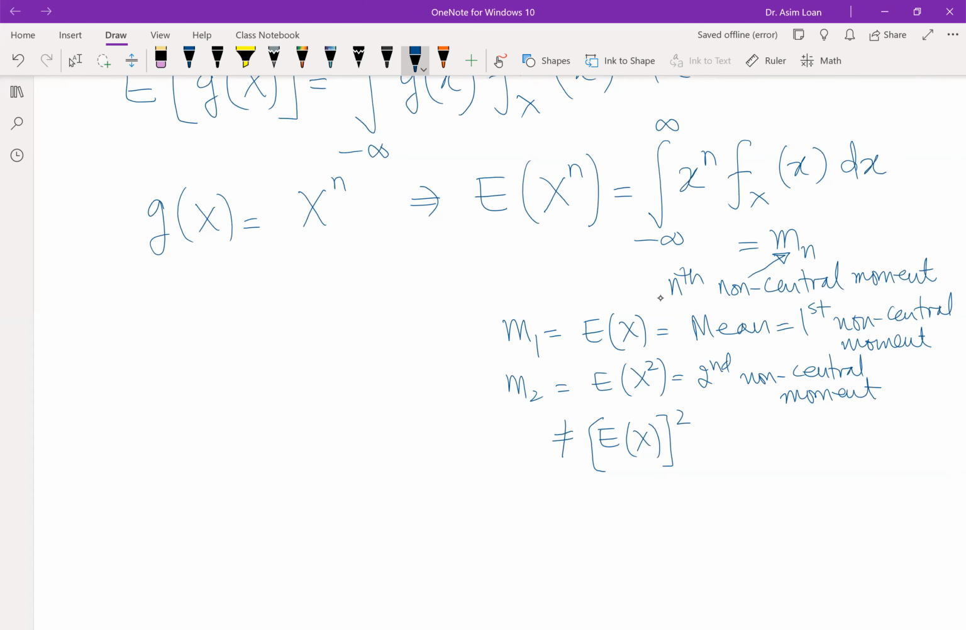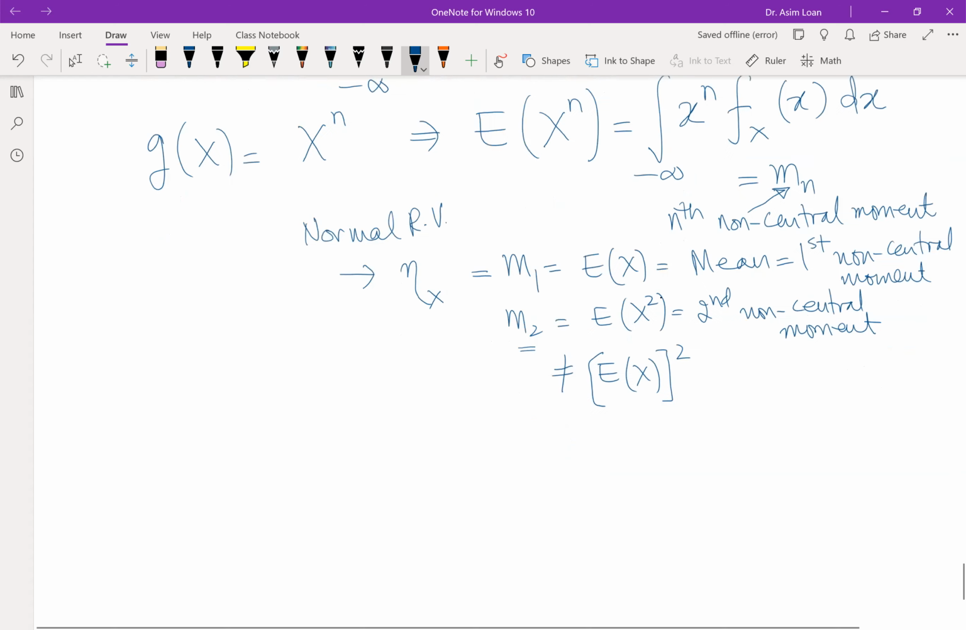So if g of x is x to the n, that's all we need. Then you have the third moment, the fourth moment, and so on. But the first two are actually the most important ones. When you study random processes, you are going to see that the second moment is the one that gives you the power of the random process. So this m1 was eta x in the normal random variable. In the normal random variable, this m1 is actually the mean, because that is where this is centered.